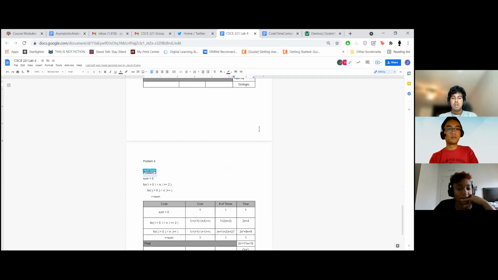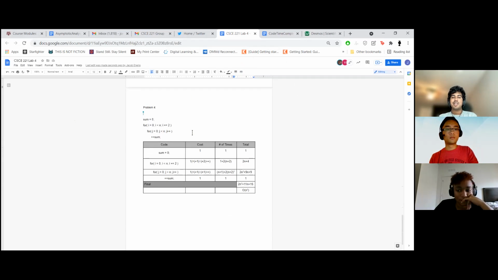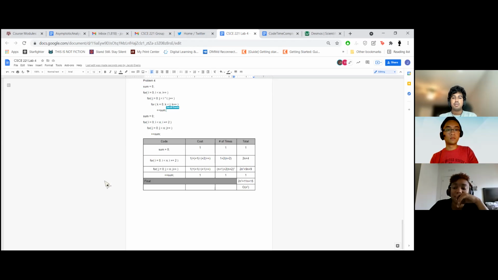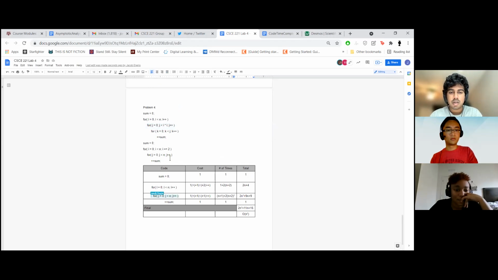Honestly, since we're all using the Google Doc, I don't think it matters who's sharing their screen. I guess that's true. Unless we decide to write on paper later, which we might have to, based on how much writing it is, if typing will take too long.